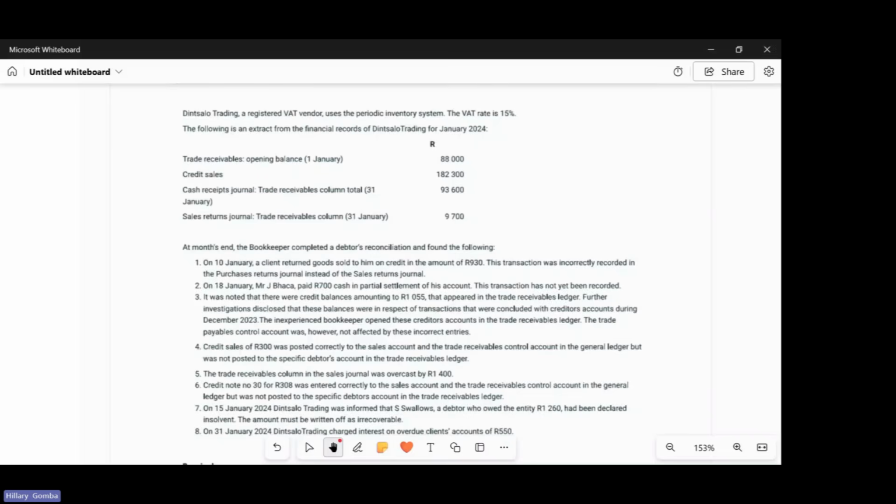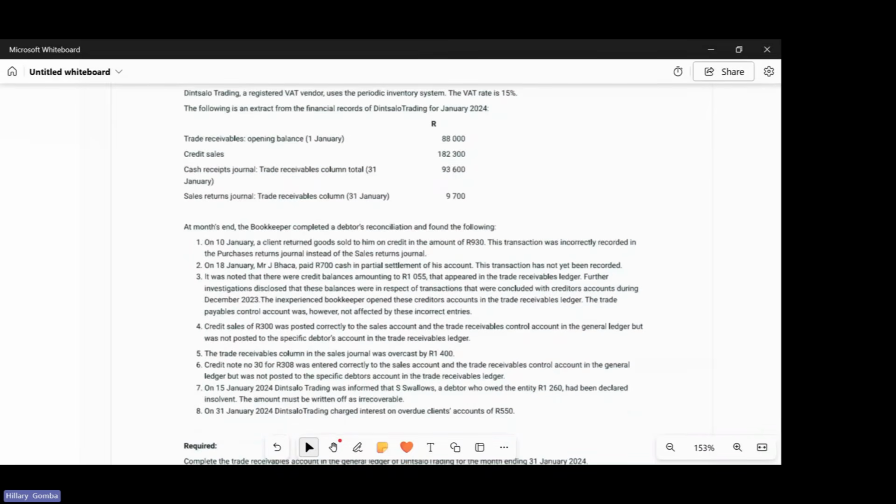And then you got additional information, and it says at month end, the bookkeeper completed a debtors reconciliation and found the following. The first one, on 10 January, a client returned goods sold to him on credit in the amount of 930 Rand. This transaction was incorrectly recorded in the purchases returns journal instead of the sales returns journal. And then it goes on to say on 18 January, Mr. J. Banker paid 700 cash in partial settlement of his account. This transaction has not yet been recorded.